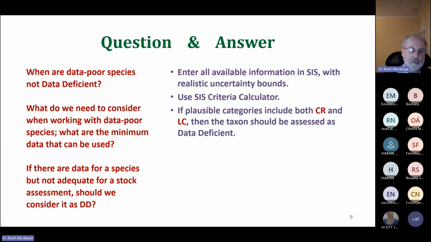Another question, again related to this topic, was: if there are data for a species but not adequate for a stock assessment, should we consider it as data deficient? No, definitely not. The only way to consider if the data are sufficient or not is to actually enter them into the system and see what the result is, right? And especially in this case, because there are many cases where there is not enough data for stock assessment, or in any other taxonomic group, it will be called abundance estimation. But there are still sufficient data about the trends in habitat, trends in range of the species, trends in an index of abundance, even if we don't know exactly what the abundance is. So even if you cannot find information to know the abundance or stock, you can do a Red List assessment.